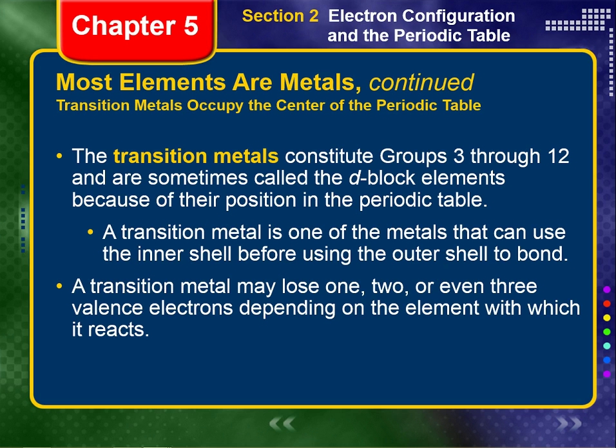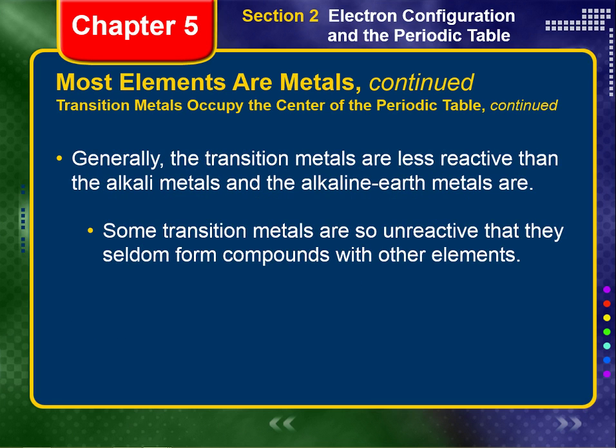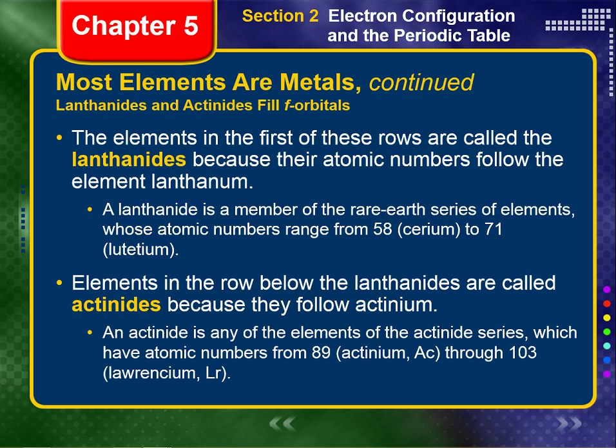Now, a transition metal, for our purposes, is very unique because it may lose 1, 2, or even 3 valence electrons, depending on the element with which it reacts, as opposed to simply satisfying an octet rule like the main group elements do. Generally, the transition metals are less reactive than the alkali metals and the alkaline earth metals are, but some transition metals are so unreactive that they seldom form compounds with other elements at all.